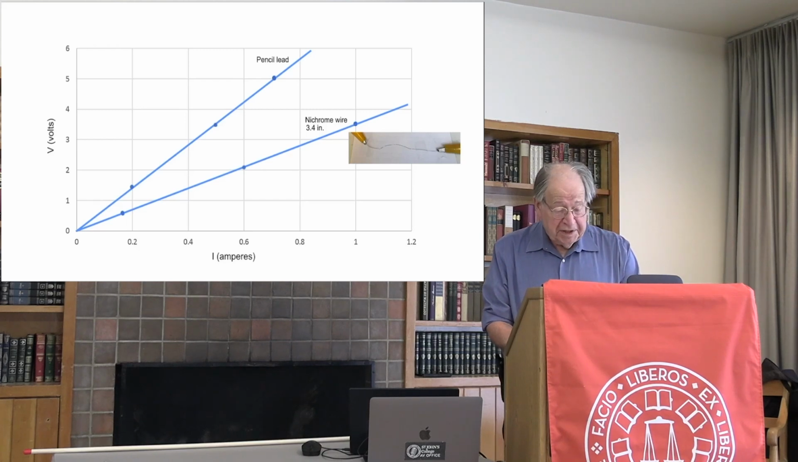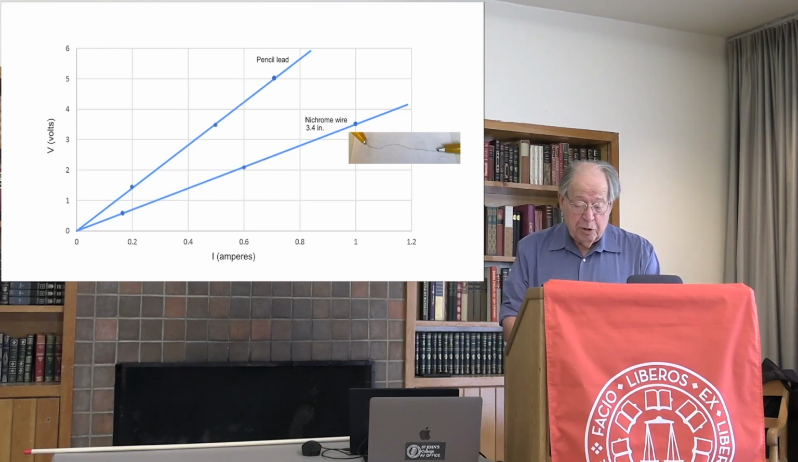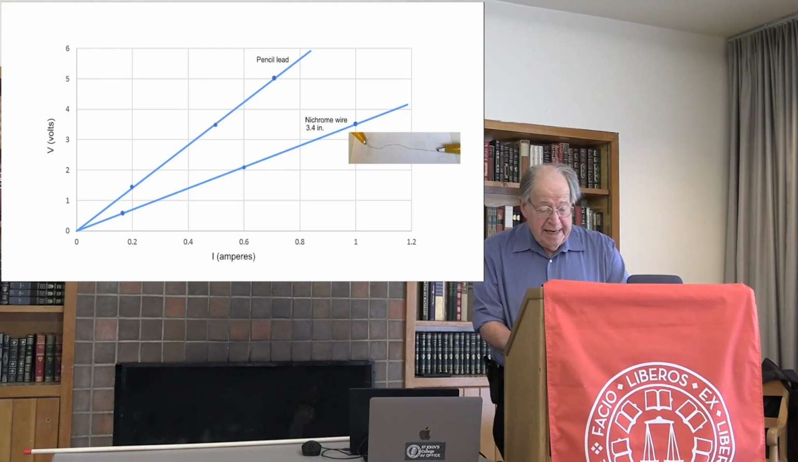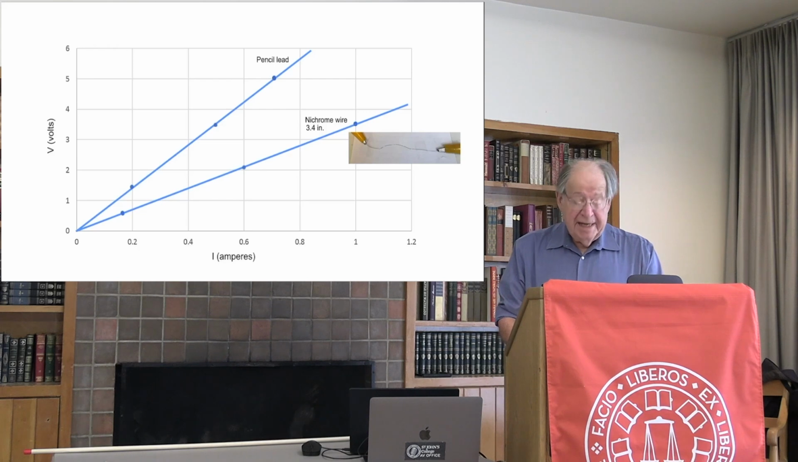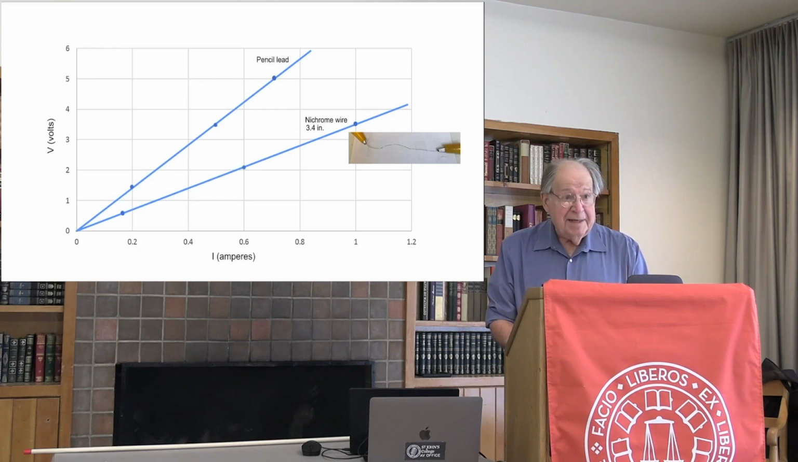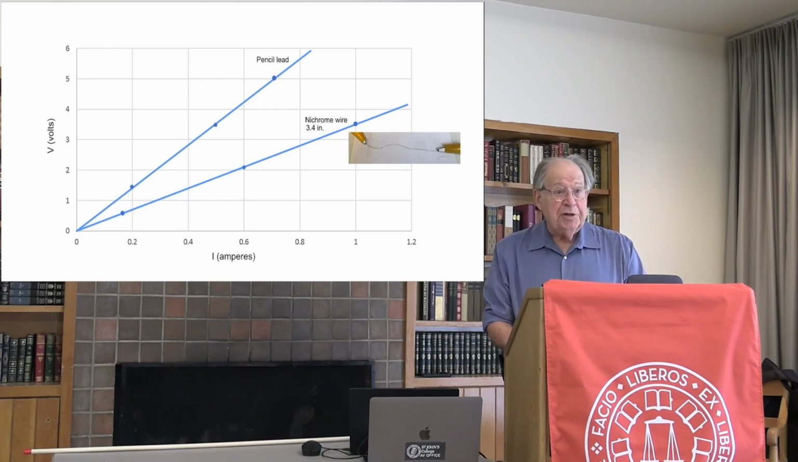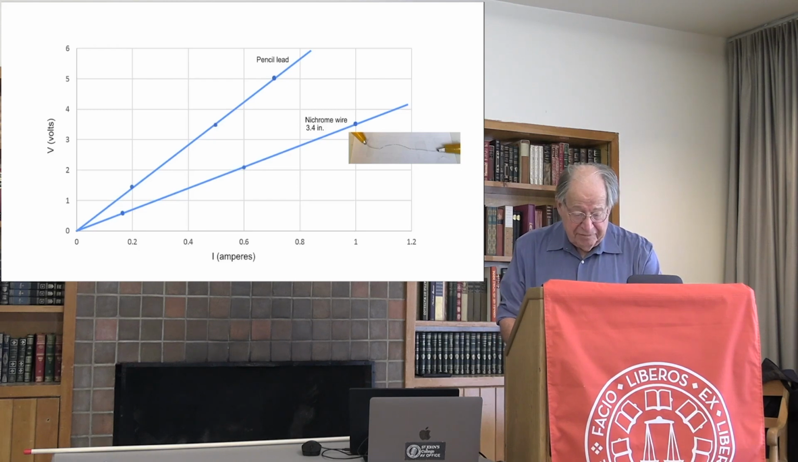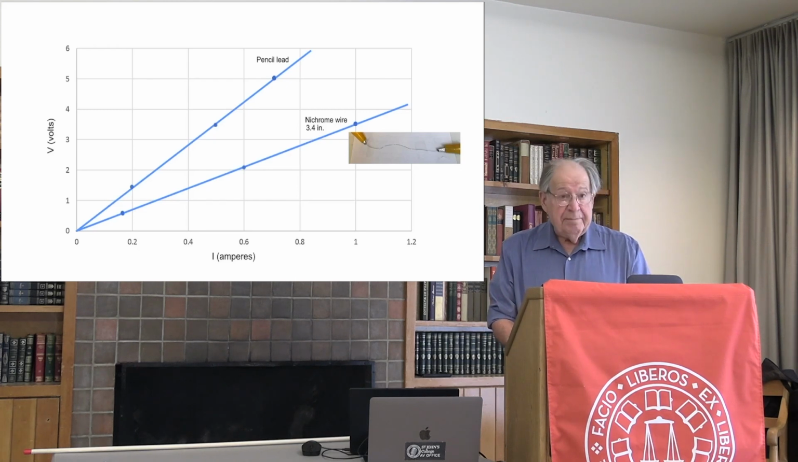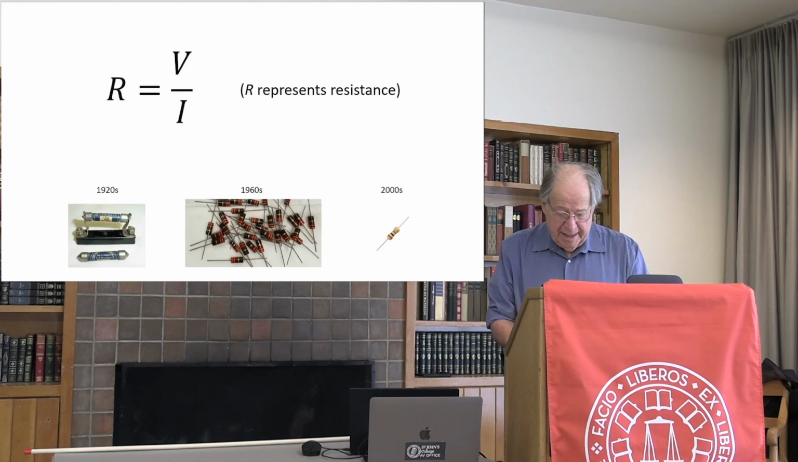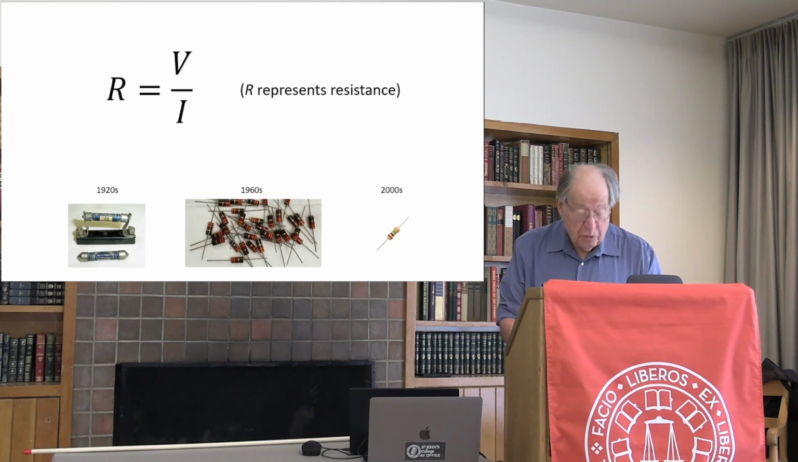The slope of the line, expressed as the quotient of voltage by current, V over I, is a measure of the conductor's imperfection. Modern terminology calls it the resistance. And if we represent resistance by the constant R, the equation R equals V over I is a mathematical expression of Ohm's law.